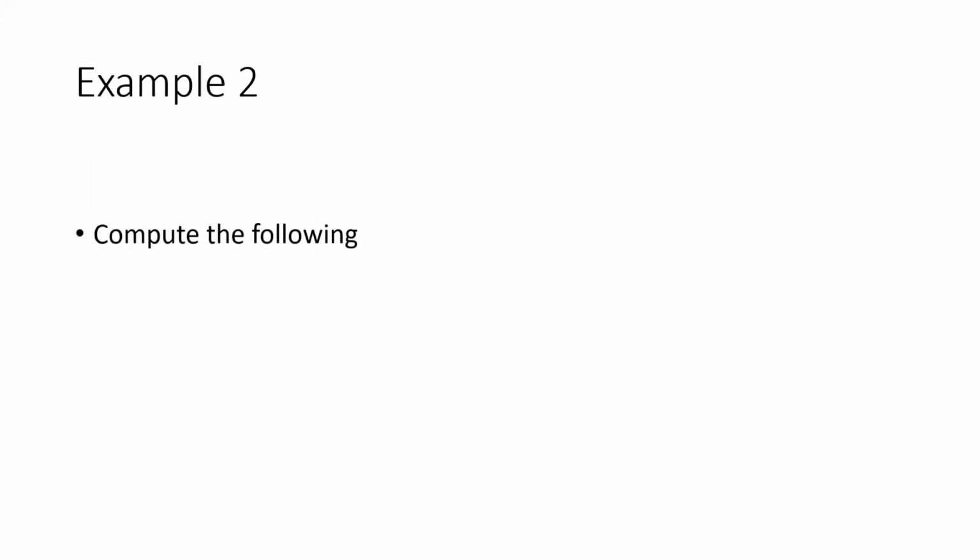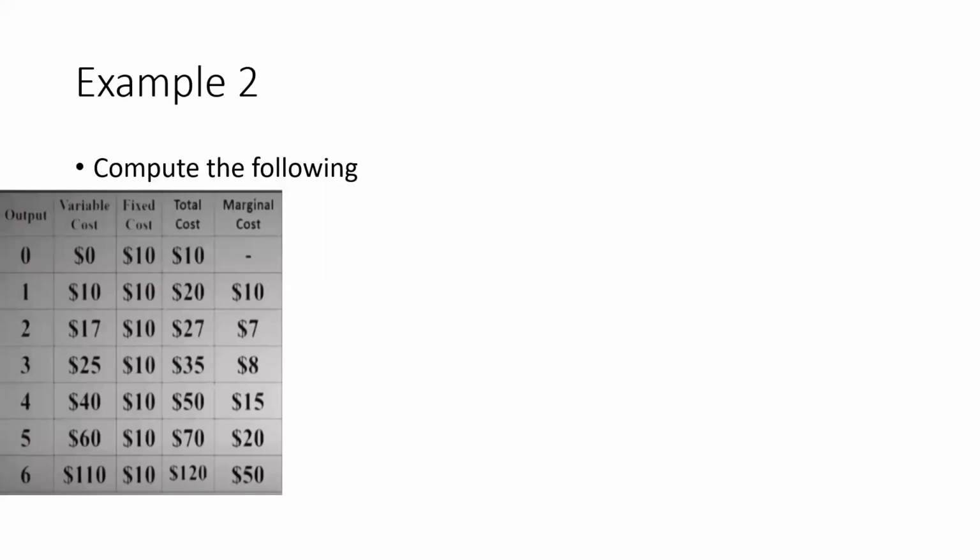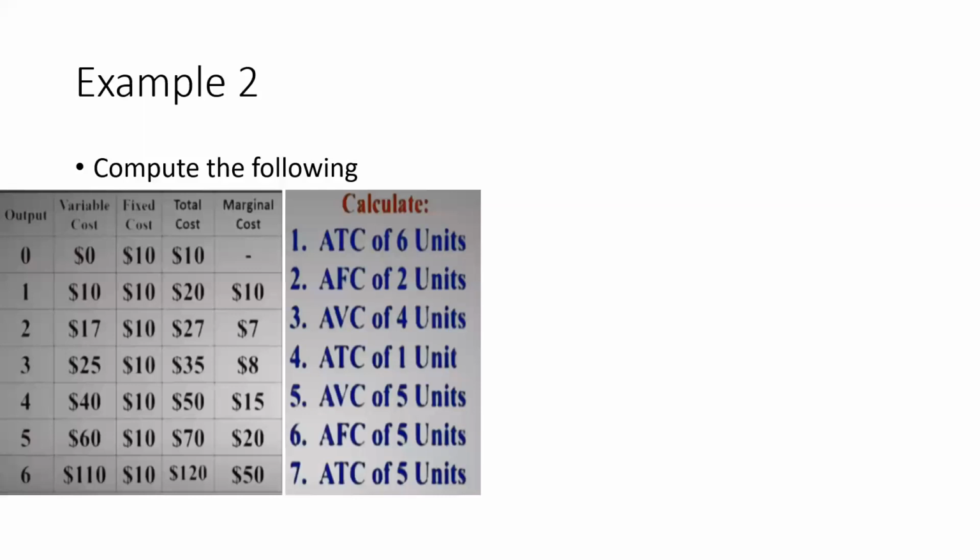Example 2: we should compute the following table. We are asked to find the average total cost for 6 units, average fixed cost for 2 units, average variable cost for 4 units, average total cost for 1 unit, average fixed cost for 5 units, average variable cost for 5 units, and average total cost for 5 units. So number one, anybody, what's the average total cost for 6 units? 20. Can you explain how it is 20?